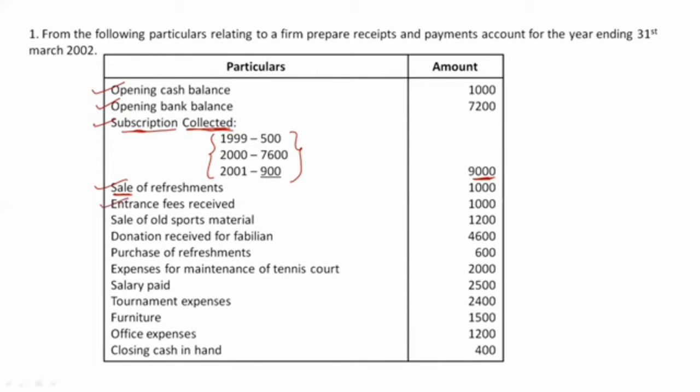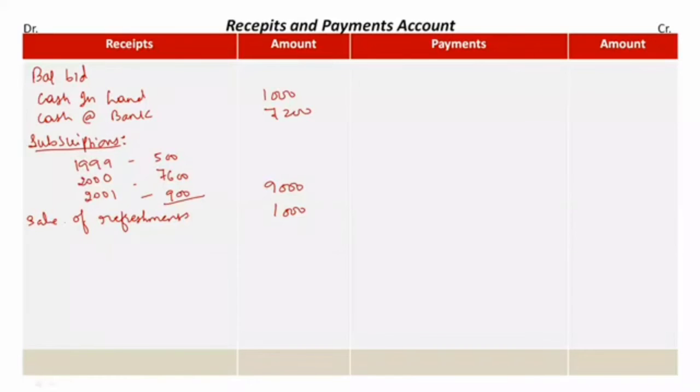Come back to question, we have entrance fee received. So entrance fee received, again it's directly given, it's a receipt. I'm receiving certain income whenever a person enters into our NPO. Again rupees 1000. So I'll take it in receipt side. Entrance fee received, rupees 1000.